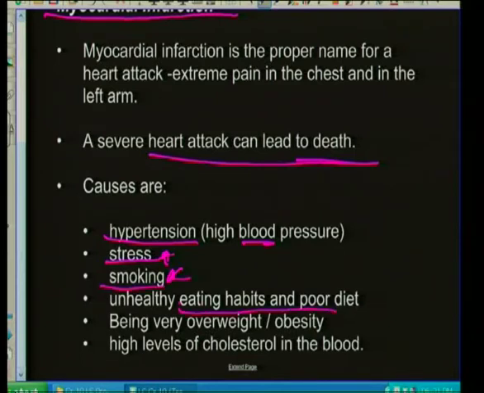Unhealthy eating habits and a poor diet. Being overweight, or a condition which we call obesity. Or if there's very high levels of cholesterol in the body. In other words, this is related again to the poor diet, that if you have oily foods, etc., this will cause high cholesterol in the blood.